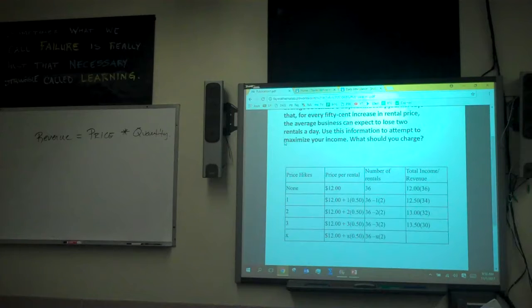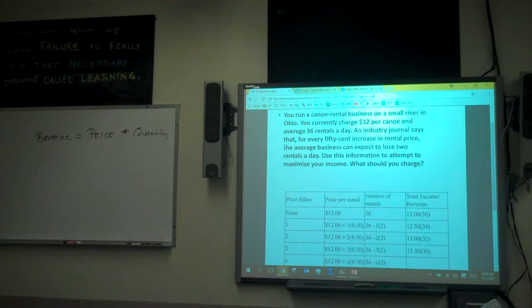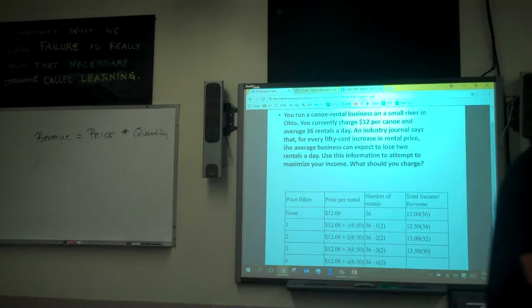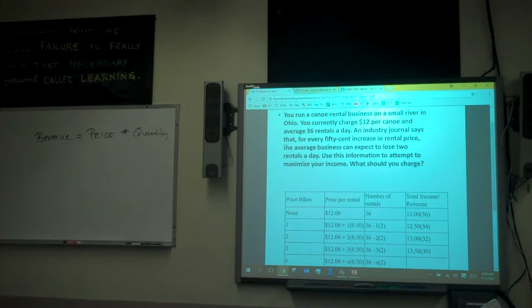I'll give you an example here of what happens. And this happens a lot in the business world. I might have, just in this case here, I'm a canoe rental business, okay? It says you currently charge $12 per canoe, and you average 36 rentals a day, okay?